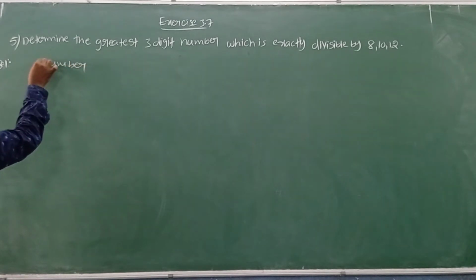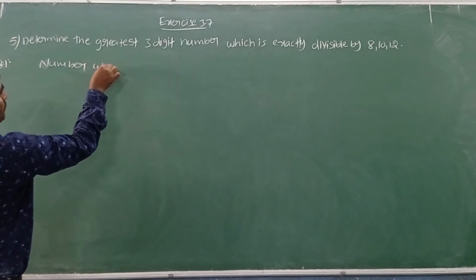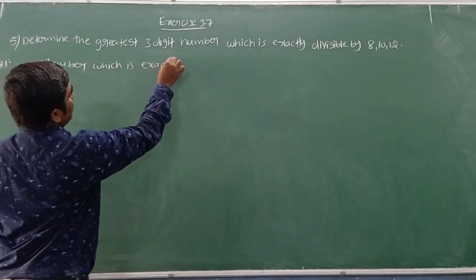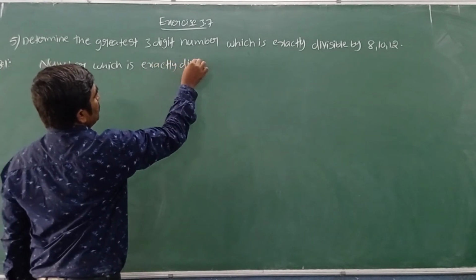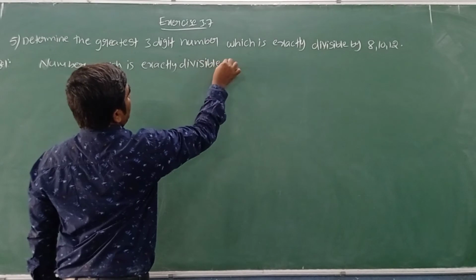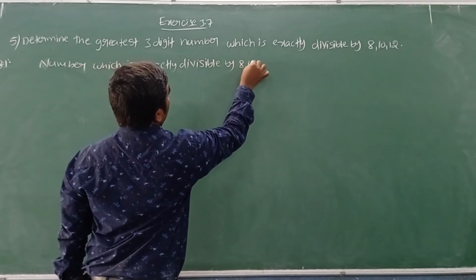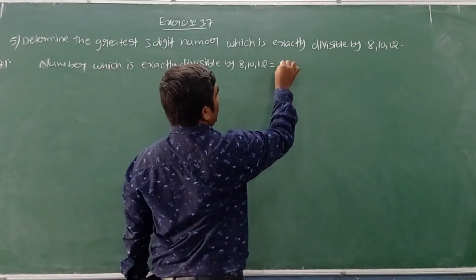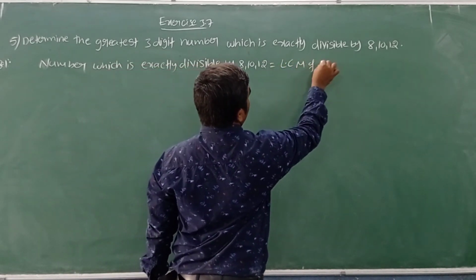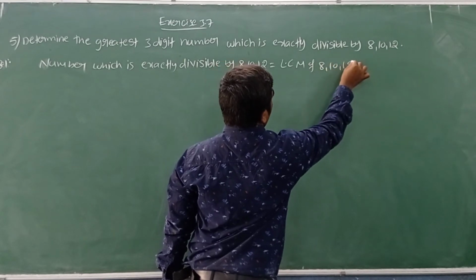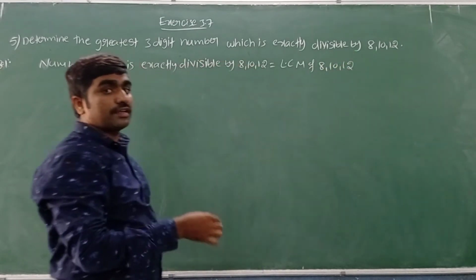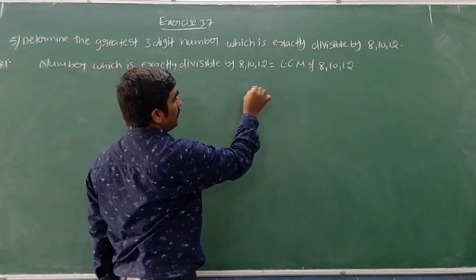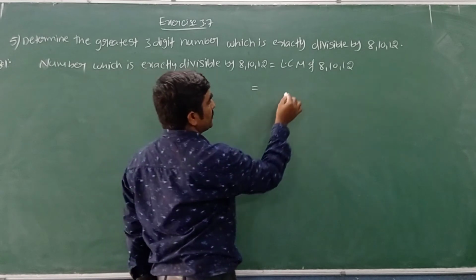Let me write here. The number which is exactly divisible by 8, 10, 12 is equal to... How can we find the number? By LCM. LCM of 8, 10, 12. So you must find the LCM, since the LCM value is exactly divisible by the given three numbers. How can we find LCM? Any method. Let me go with the long division method.